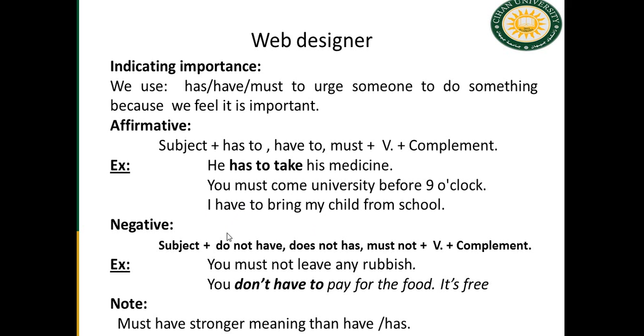For negative, the formula is also to put the subject, but for have you use do not have or don't have. For has, doesn't have. Okay. For must, you put must not. Then continue the sentence with verb and complement. Example: you must not leave, or you mustn't. It's possible to put must, then n, apostrophe t. You must not or you mustn't leave any rubbish.